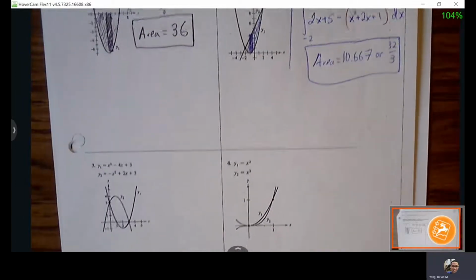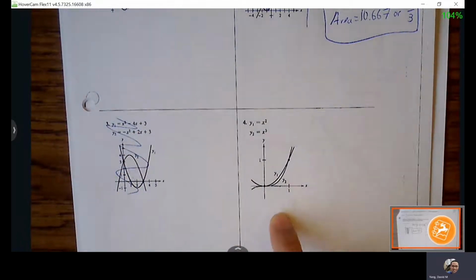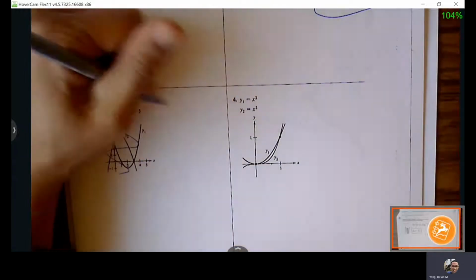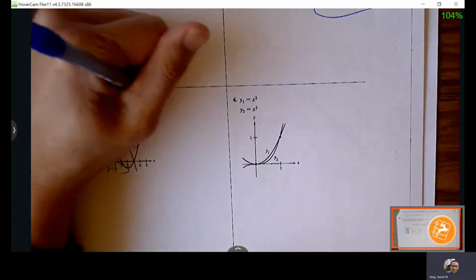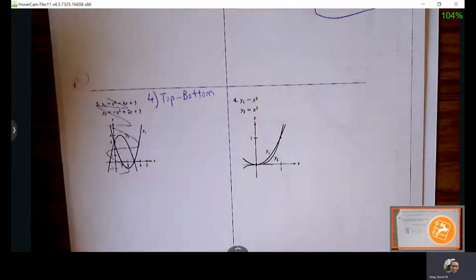So, we're going to skip number 3, so let's cross off number 3, but we're going to do number 4 twice, okay? So let's use this space for number 4. Let's do number 4. Let's do top minus bottom for number 4.